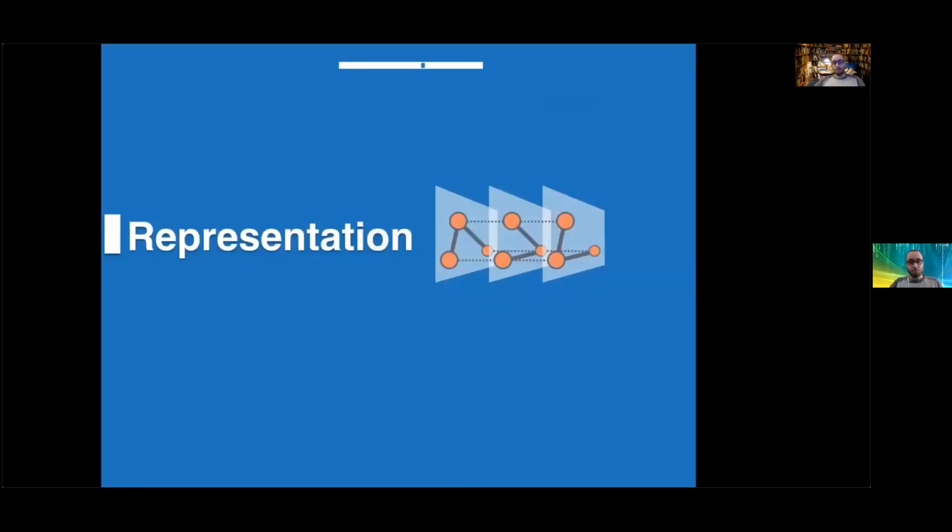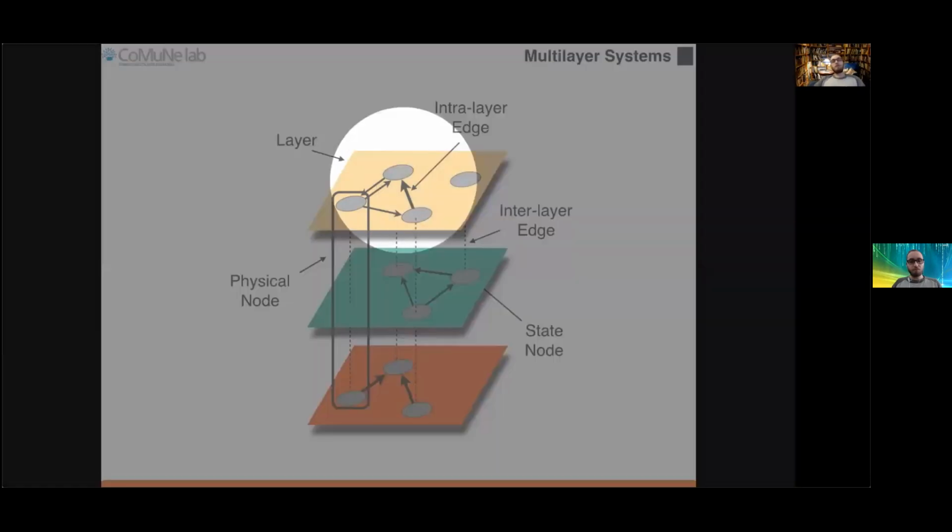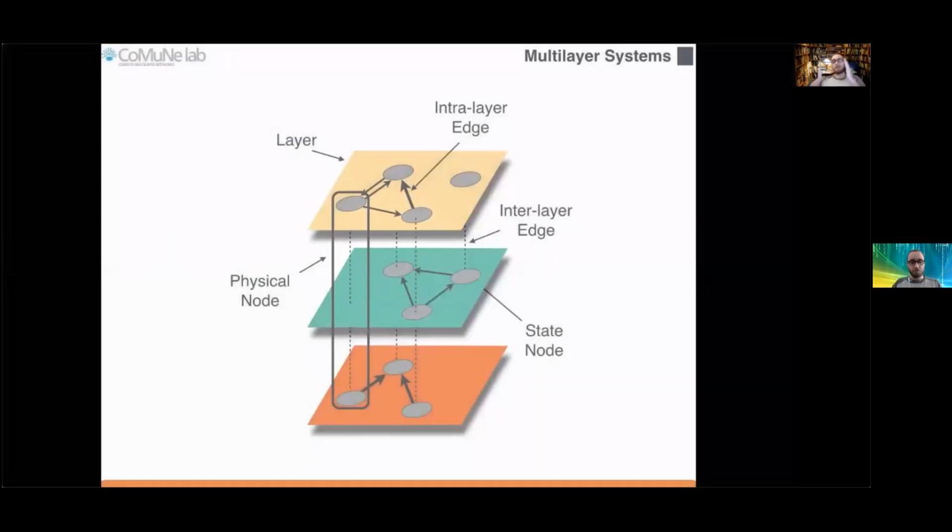Let's start our talk by discussing the representation of multi-layer networks. They are networks consisting of layers, so that's why they are called multi-layer. Each network is encoded by a distinct layer, here encoded by a different color. And you can have interconnectivity between the layers, so different layers can be coupled together.